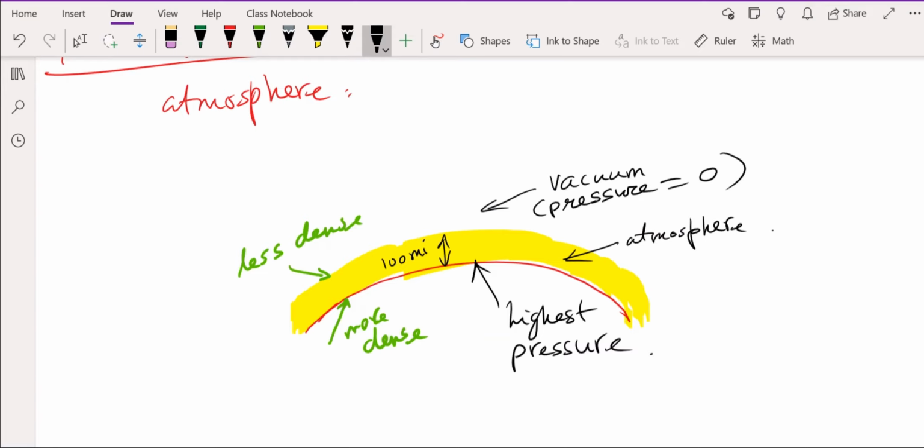Now, at what height do planes normally fly? 7 miles. That's it.